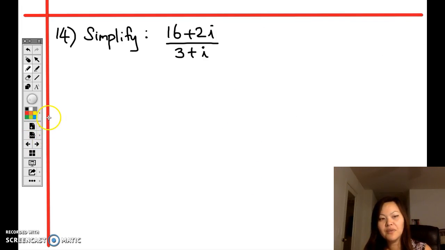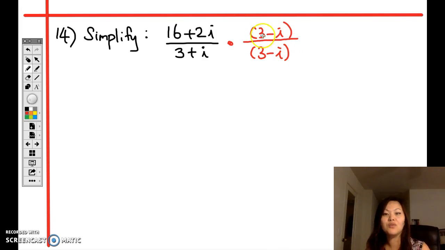Let's move on to number 14. This is a really fun one. In order to simplify, you cannot have i's at the bottom. So what are you going to do? You're going to multiply by the conjugate of the denominator. So if you have 3 plus i, you're going to multiply by 3 minus i. Same thing on top, because you're multiplying by a 1. So 3 minus i over 3 minus i is going to be a 1. So there you go, let's go ahead and work on this.